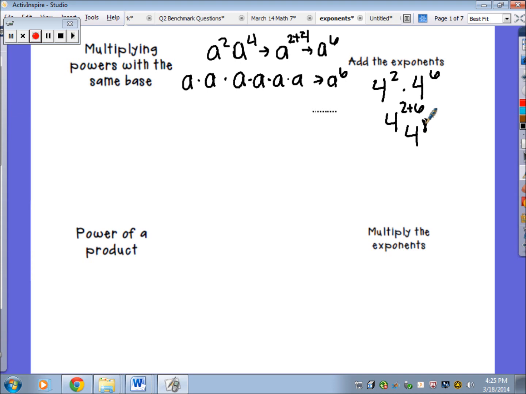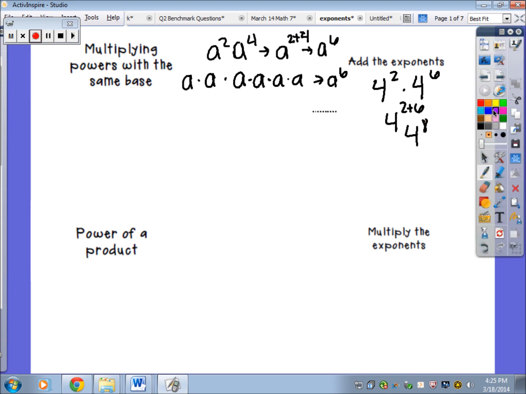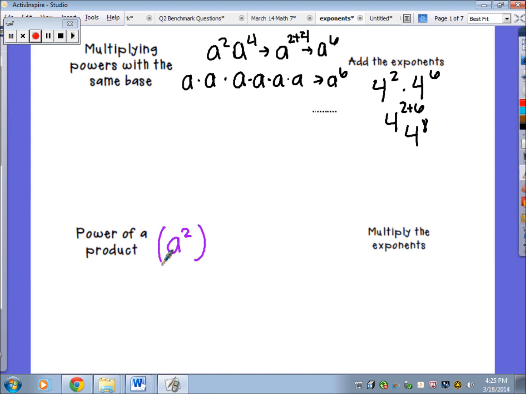Then we have a power of a product. I'm going to change the color so you can see I'm talking about something different now. When we have something like a squared, and then that whole thing is to the 4th power, we're going to multiply our exponents. It's the same as saying a squared, and then that squared is times 4, or a to the 8th.